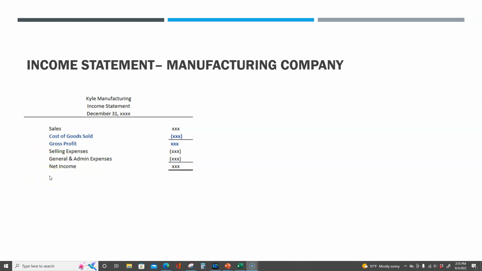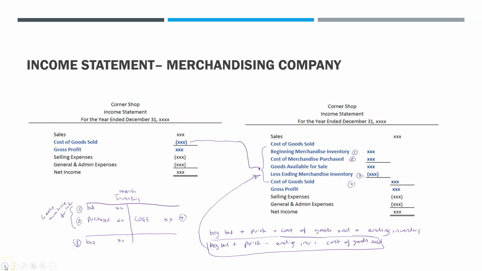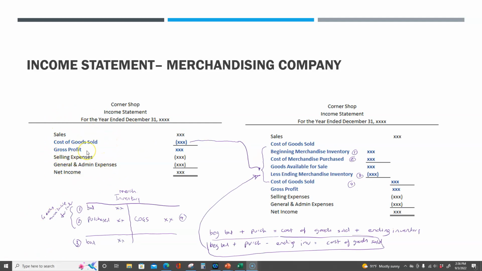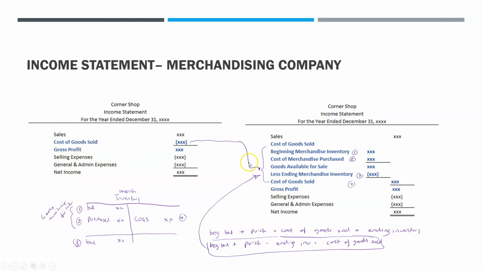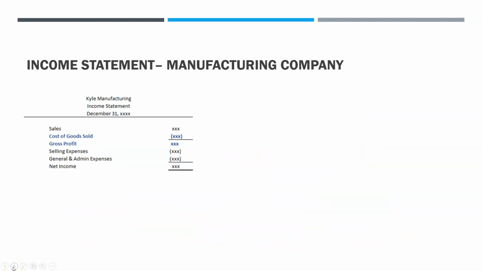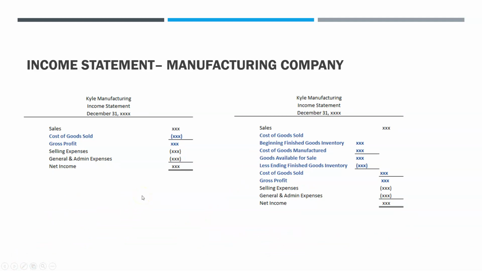Does this seem familiar? If we look back to the income statement of a merchandising company, the condensed version of the income statement looks identical. However, if you go look at the details of how cost of goods is calculated, it does look a little different. So for the merchandising company, we had cost of goods sold calculation where we looked at merchandise inventory. In the manufacturing statement, we're going to look at cost of goods sold in the finished goods inventory account.